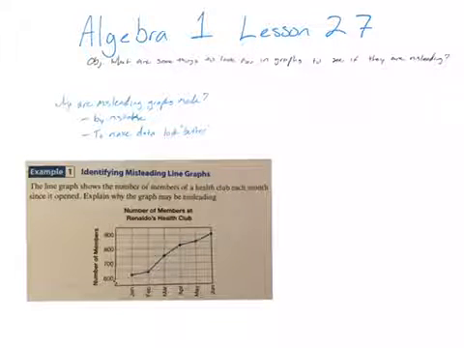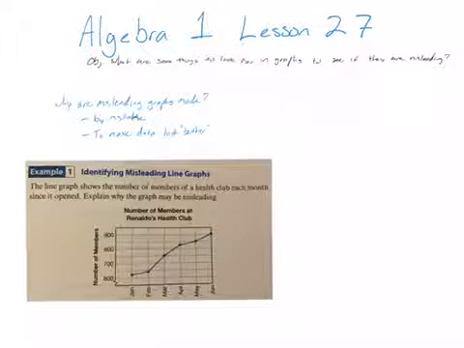Our objective for today is what are some things to look for in graphs to see if they are misleading. So most of the graphs today are going to have a title like this that say identifying misleading line graphs or identifying the misleading graph. And really the question is, I guess, why do we have misleading graphs?